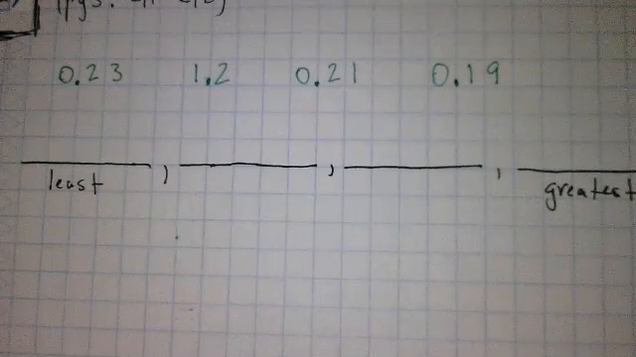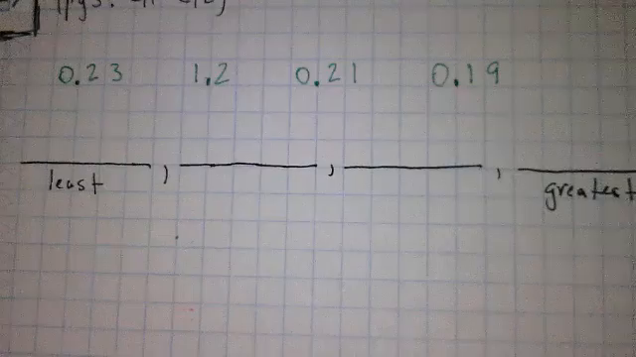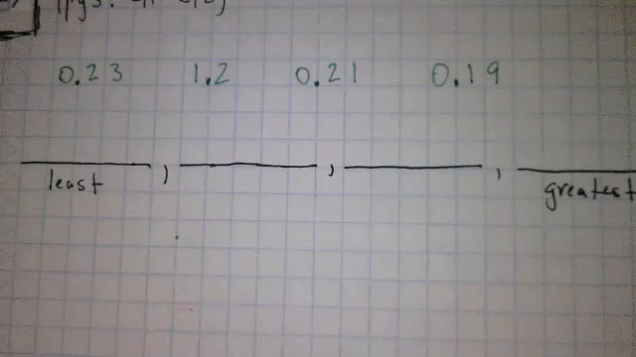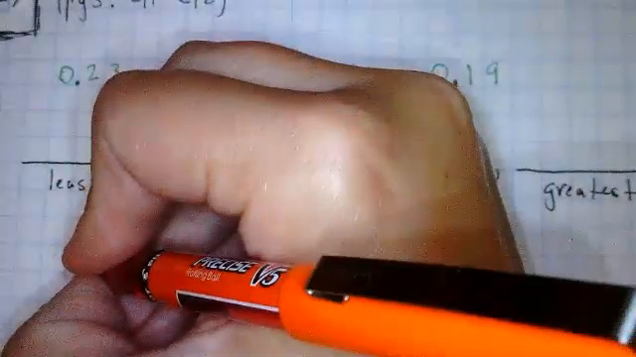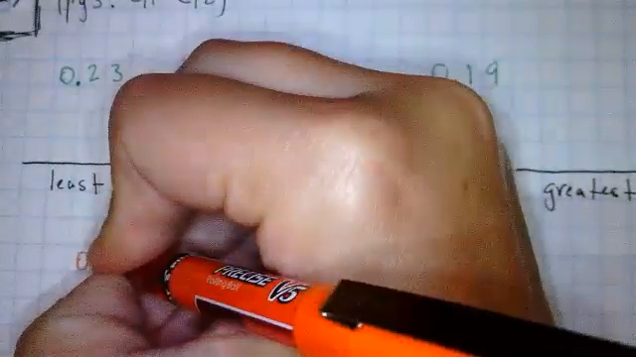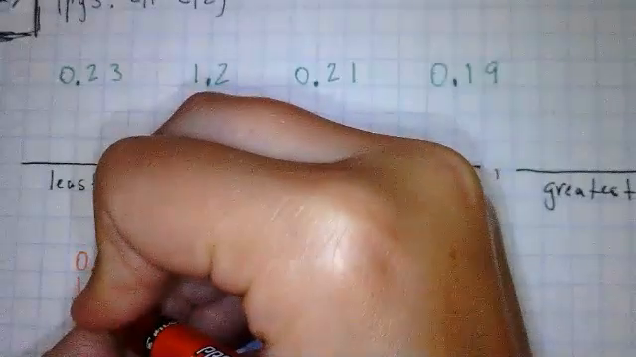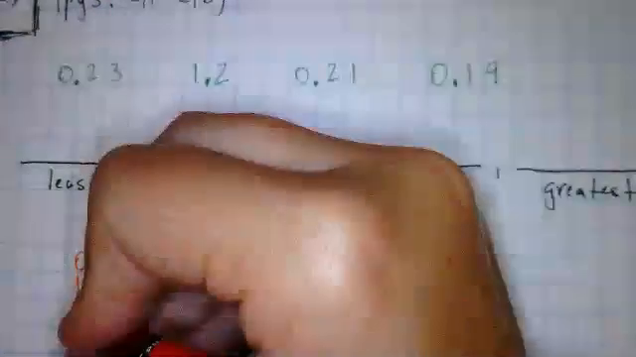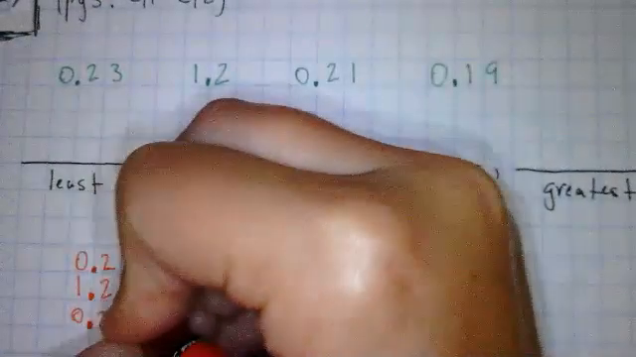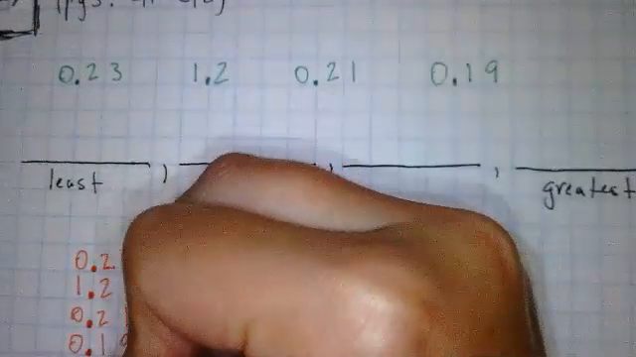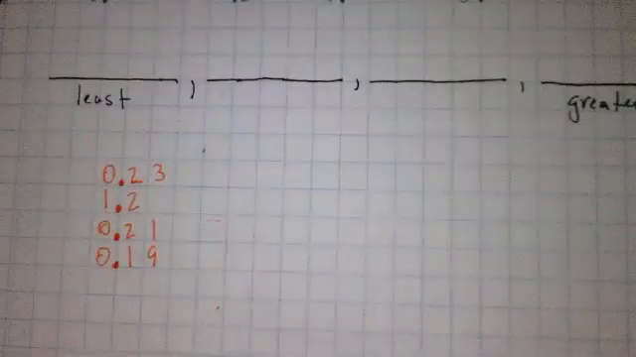So when we have whole numbers, we usually line up the ones place, right? If we line up the decimal point, our ones place is also going to be lined up, right? So we want to make sure the decimal point is in the same spot in each one of these numbers. So I'm going to write them on top of each other. I'm going to write 0.23. Then I'm going to write 1.2, 0.21, 0.19. And you see how my decimal is lined up?